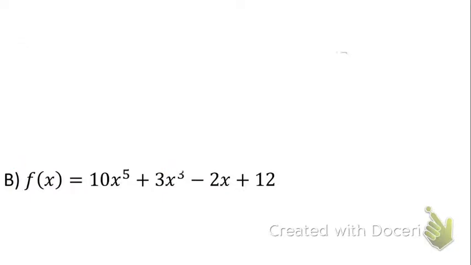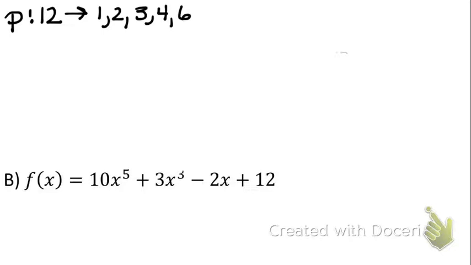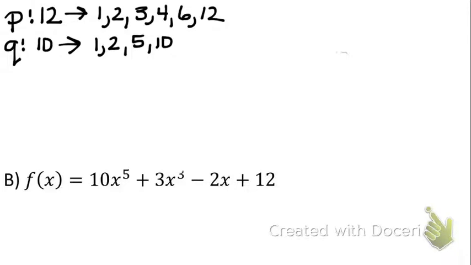All right, so in this example, for B, what is P? 12. 12 has a lot of factors, so factors of 12 would be 1, 2, what else? 3, 4, 6, and 12. Okay. And what's Q? 10. All right. Factors of 10 would be 1, 2, what else? 5 and 10. Okay. So we're going to have a lot of possibilities.